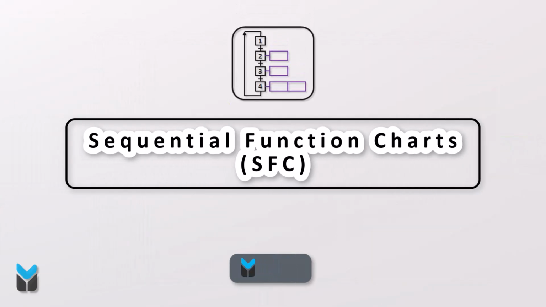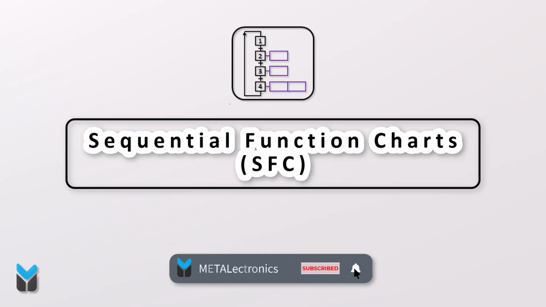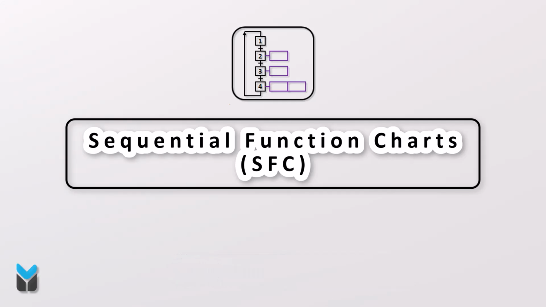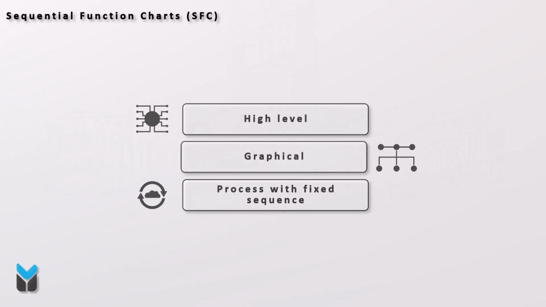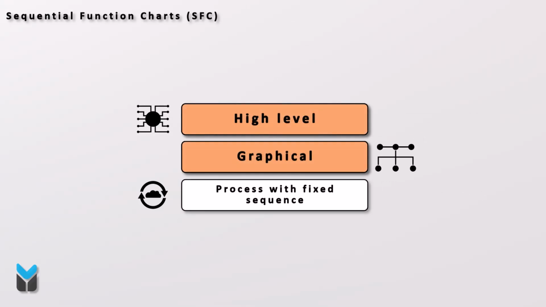Now let us explore SFC, or Sequential Function Chart, another important PLC programming language widely used in industrial automation systems. SFC is a graphical programming language used to represent sequential control operations step by step.